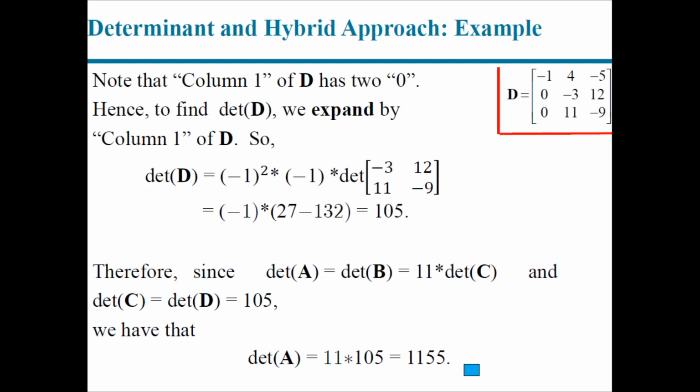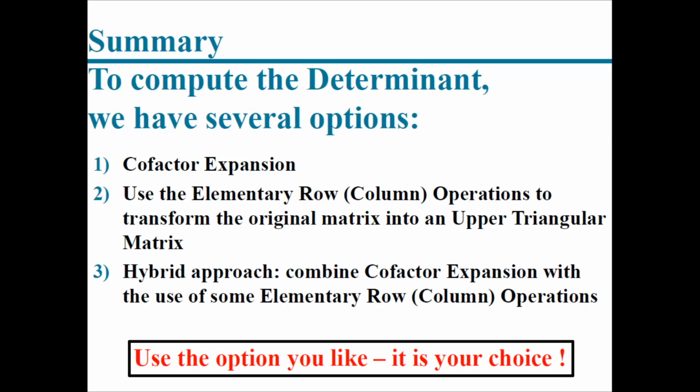Okay, so those are the ways that we have to compute determinants. So in summary, we have 3 options. We can do cofactor expansion. There's nothing wrong with it. It just could be long when we have big matrices that do not have any zeros inside. That would be very long.